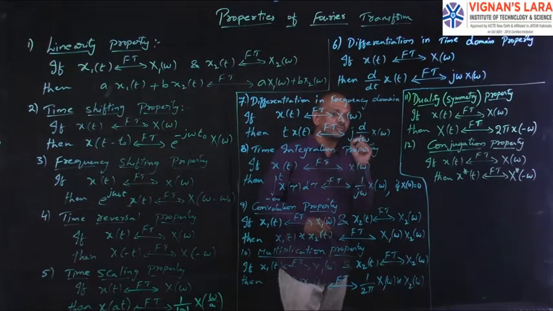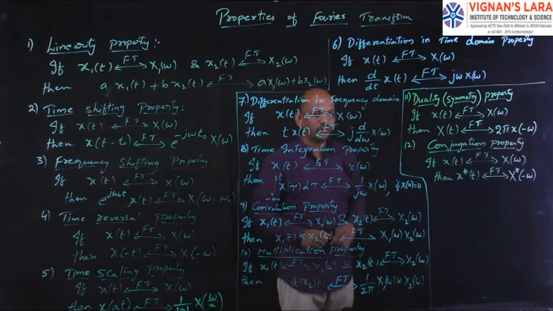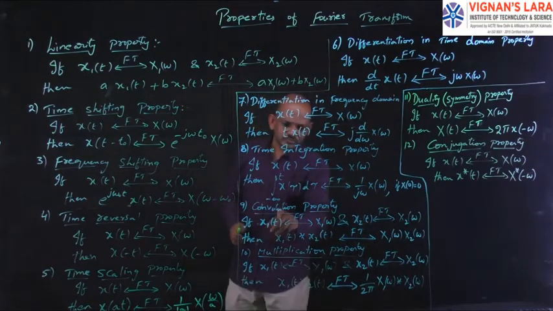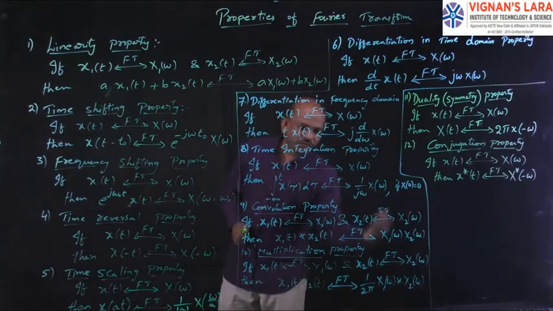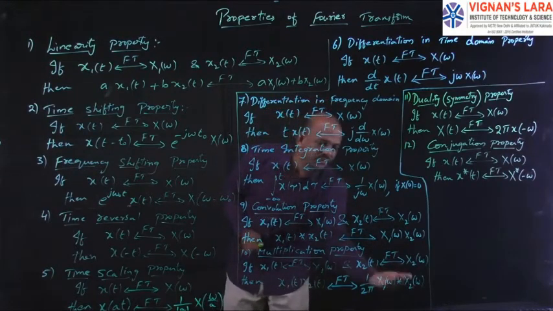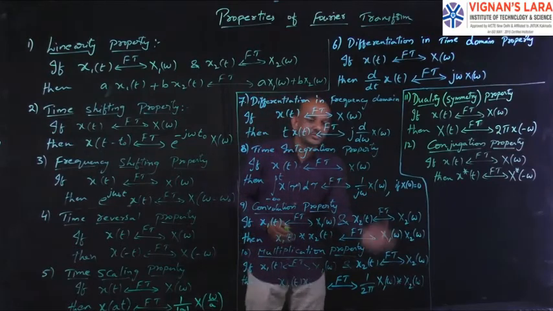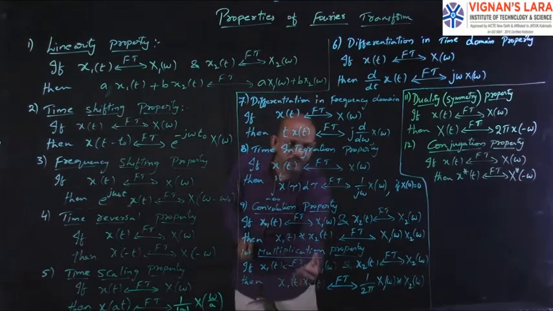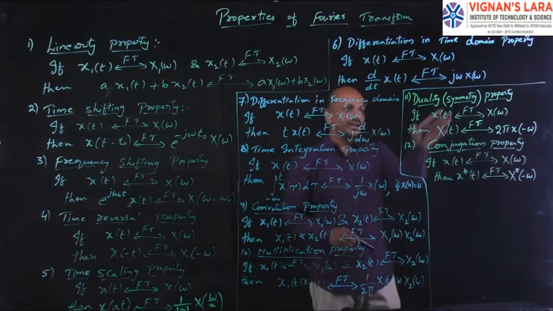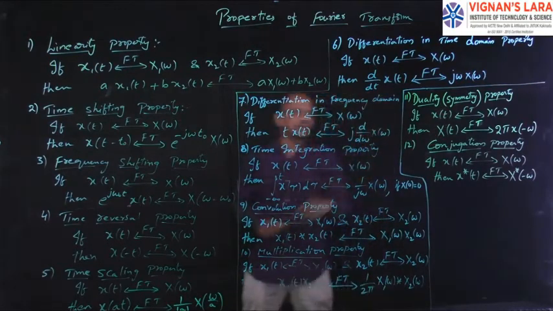That is X1 of omega convolved with X2 of omega, divided by 2 pi. So in the convolution property, in the time domain we have the convolution, and in the frequency domain we have the multiplication. In the multiplication property, in the time domain we have the multiplication, and in the frequency domain we have the convolution. Next is the duality property.